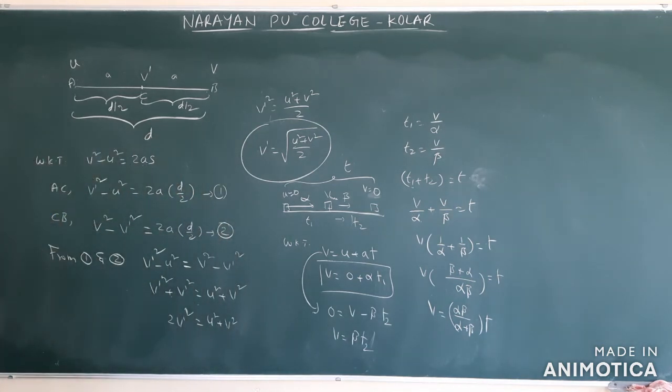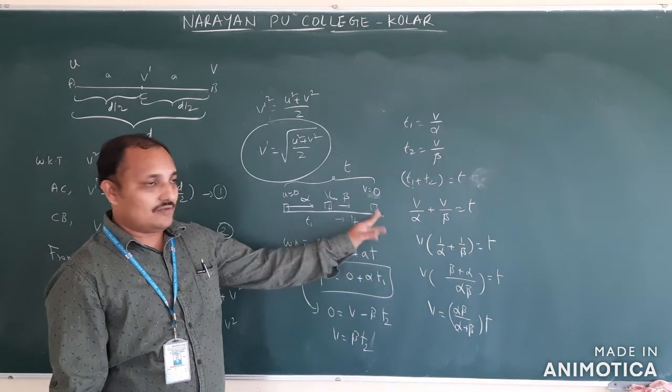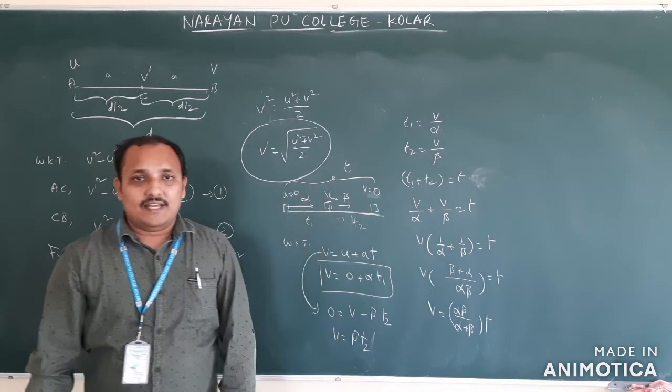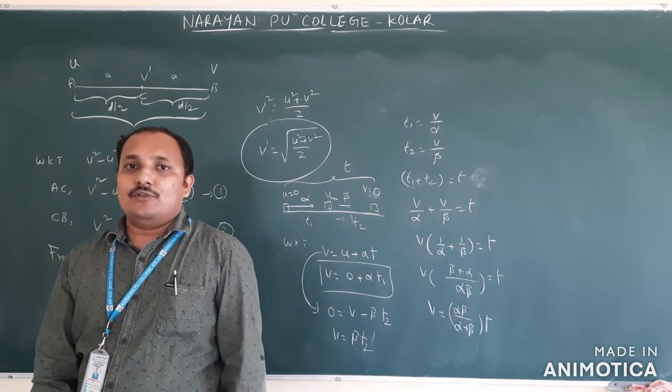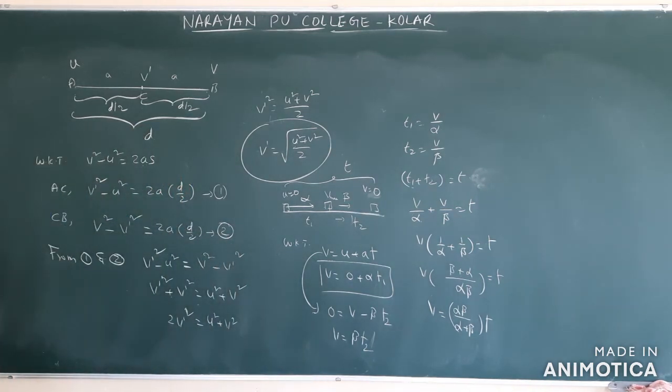Next what are they asking? Total distance. Total distance means we have to take, this part having some distance S1, and this part having some distance S2. We have to find S1 plus S2. Try to see and try to do that one. That is only easy for you. Just you can try. Okay.